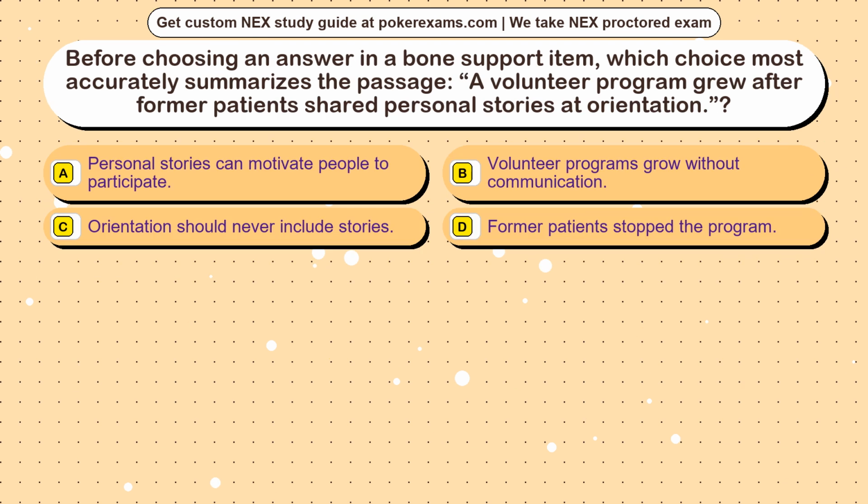Question 9. Before choosing an answer in a bone support item, which choice most accurately summarizes the passage? A volunteer program grew after former patients shared personal stories at orientation. Option A, personal stories can motivate people to participate. Option B, volunteer programs grow without communication. Option C, orientation should never include stories. Option D, former patients stopped the program.